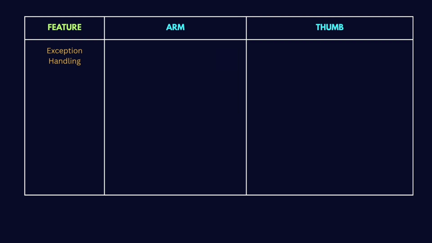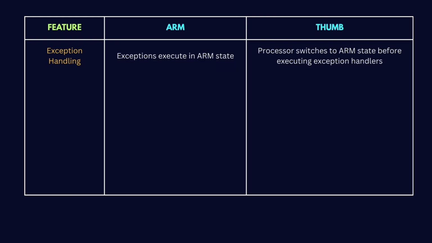Exception handling. Whenever an exception or interrupt occurs, the ARM7 processor automatically switches to ARM mode before executing the exception handler, even if the processor was previously running thumb code.